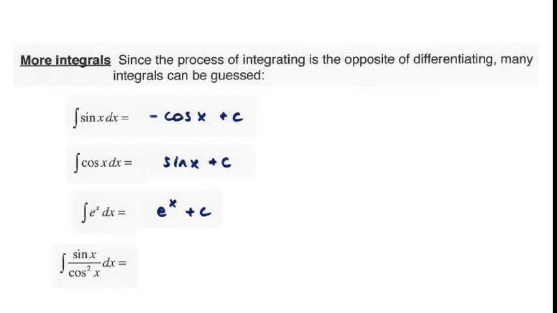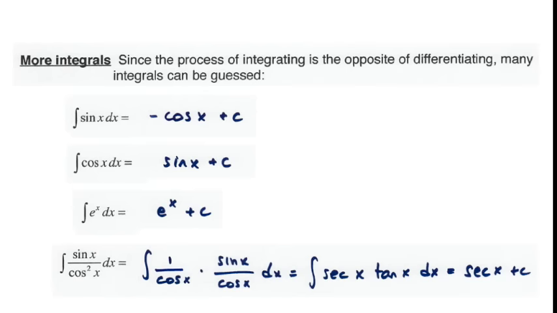This last example is a little bit more difficult. The integral of sine of x over cosine squared of x dx. We need to reorganize this. It's 1 over cosine x times sine x over cosine x, which is secant x tan x, and you might remember that the derivative of secant x is this. Therefore, the integral of that is secant x plus c.